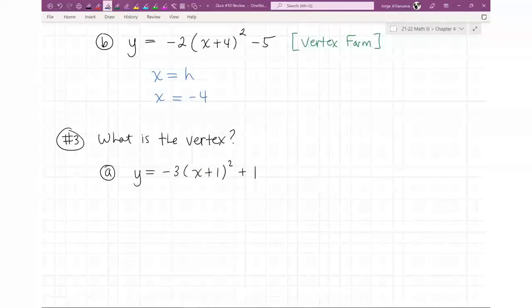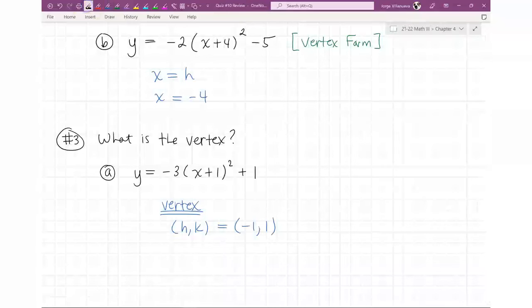Now, remember, this is in vertex form. That means you can find your vertex by just finding your h, k. So my vertex is just h, k. Well, what's my h, k according to this problem? Negative 1, 1. And you're done. There are 2 problems like this on your quiz, where you're literally going to be given a vertex form. They're going to ask you to find the vertex. You just have to look at it. And it's literally right there.